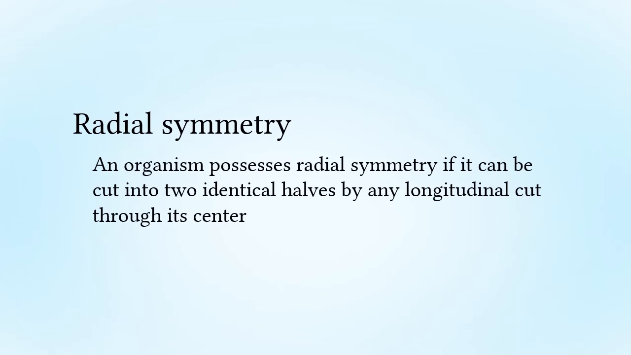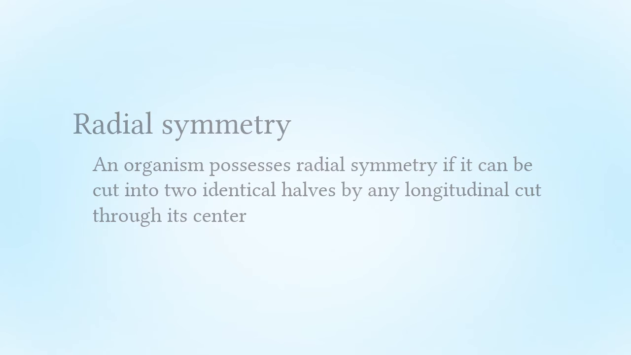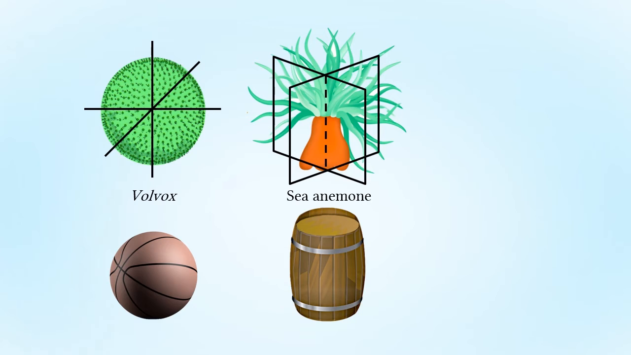Radial symmetry is when an organism can be cut into two identical halves by any longitudinal cut through its center. Radially symmetrical creatures kind of look like a barrel, and any way you cut the axis from the top to the bottom of the barrel, you will have identical halves.